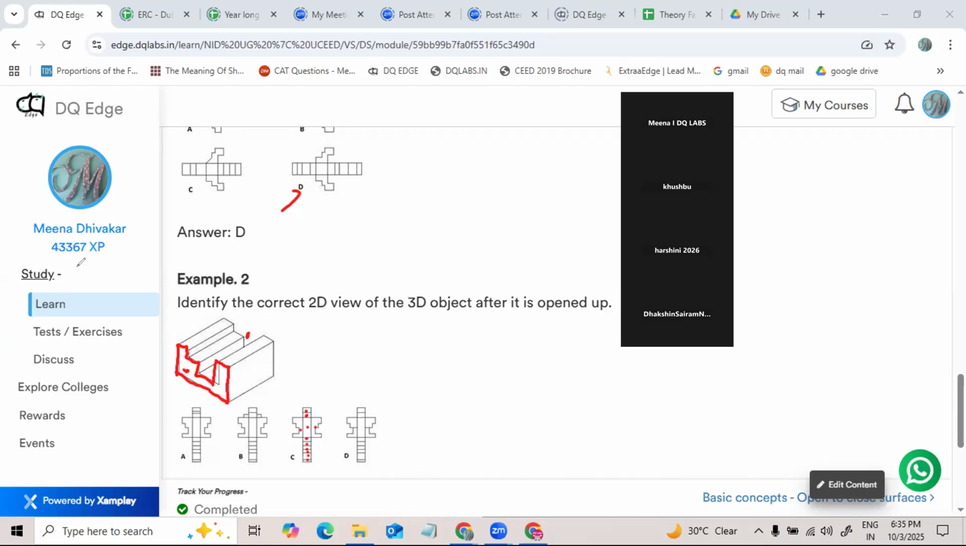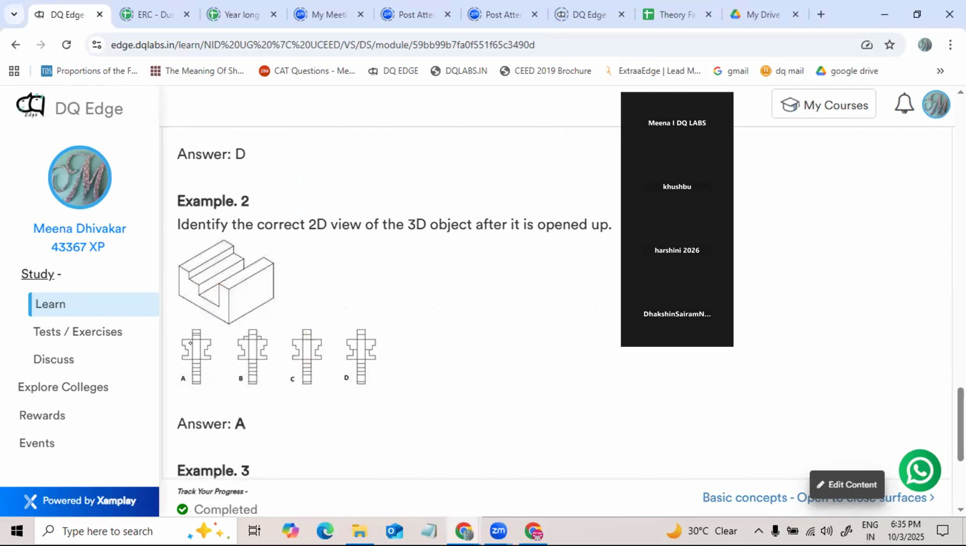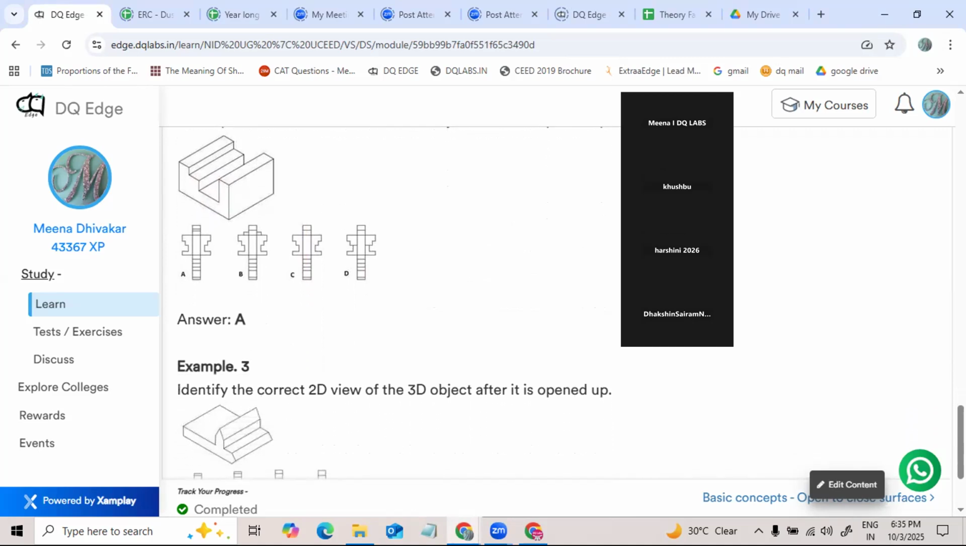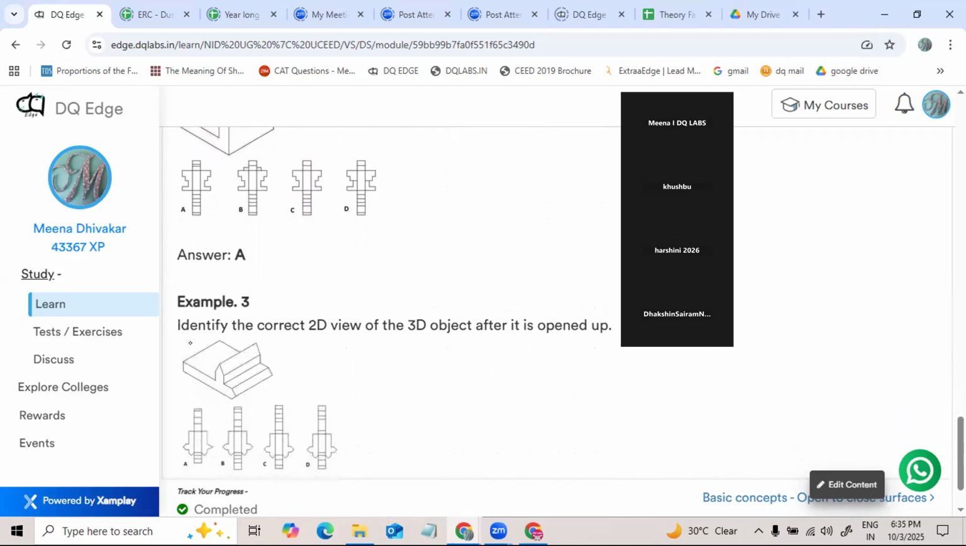Okay, wait, let me just check. What is the answer? It's A only, no? Then check. I didn't see the answer. Okay, A is correct. Coming to your option 3. Can you tell me which one is the correct answer? Which one is the correct one over here?